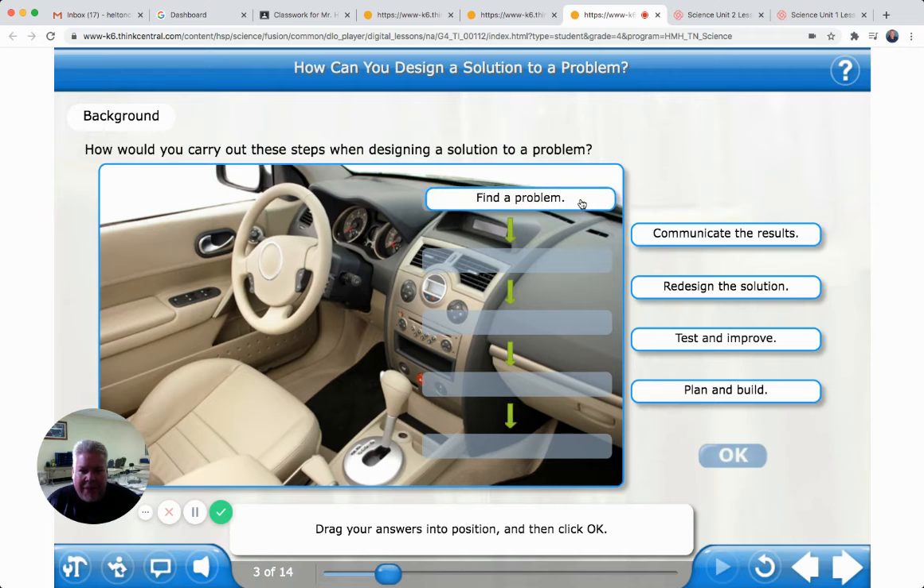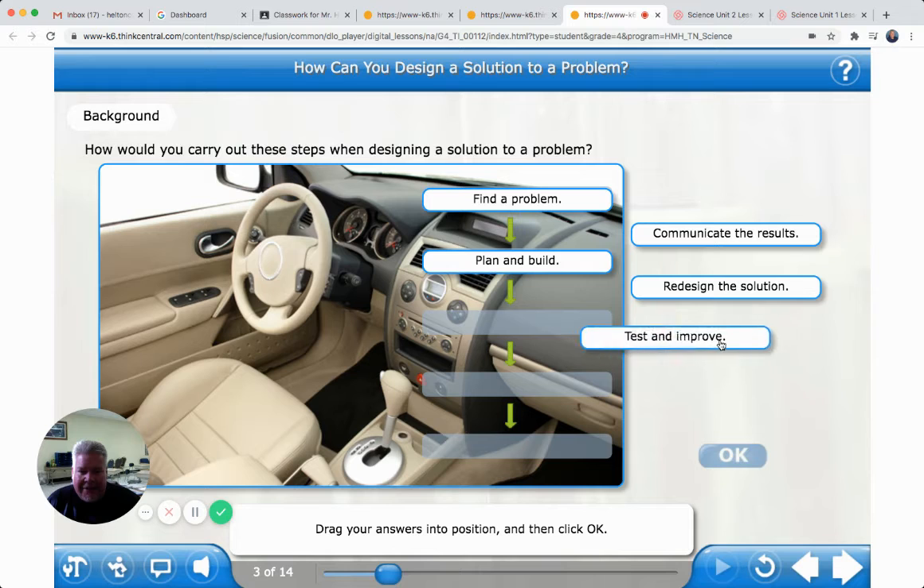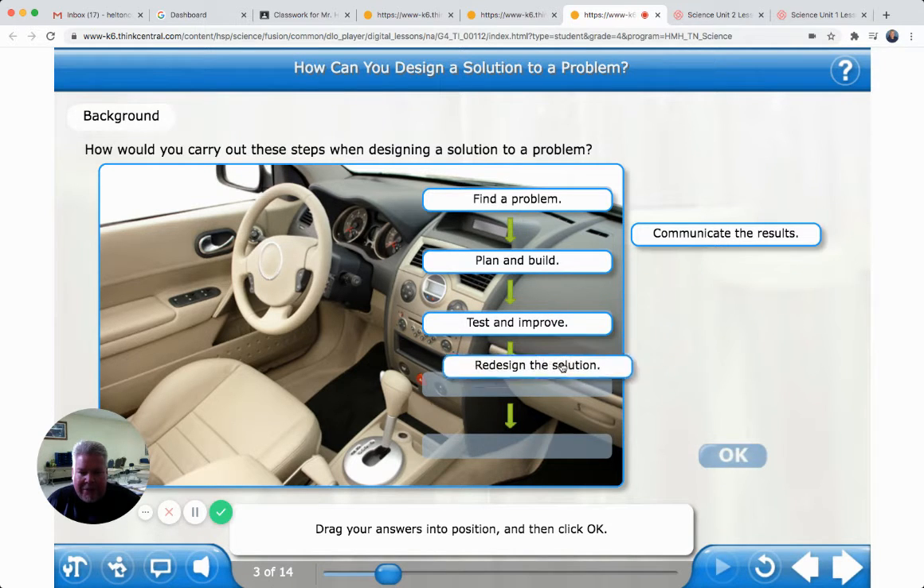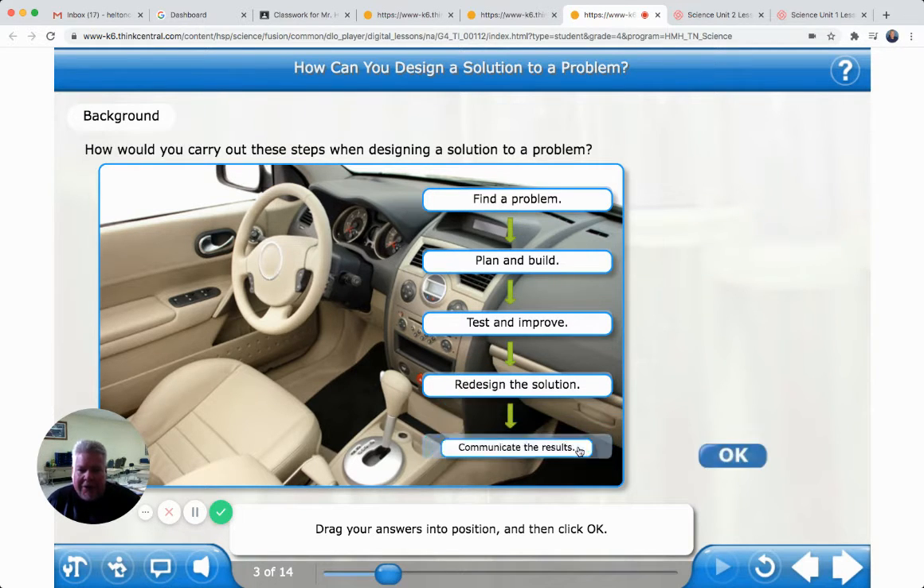First, we find the problem. Then we plan and build to try to fix the problem. And if it doesn't, then we've got to test our plan. And if it doesn't work, then we redesign. And then after we're done, we've got our perfect model, we communicate the results. Good job. This is the correct answer.